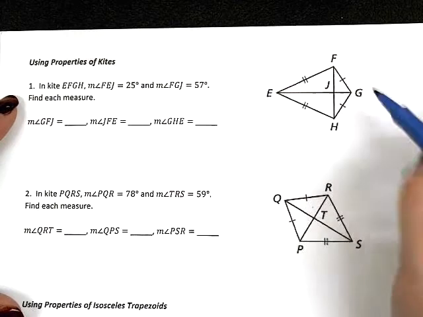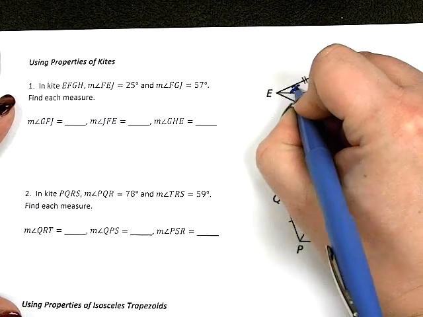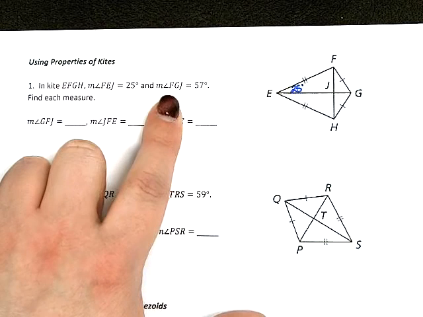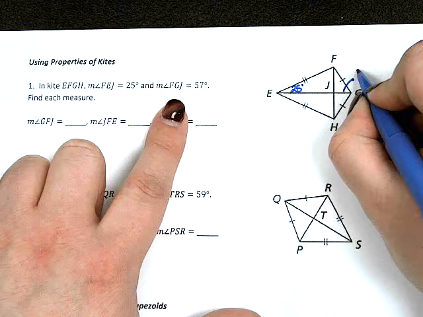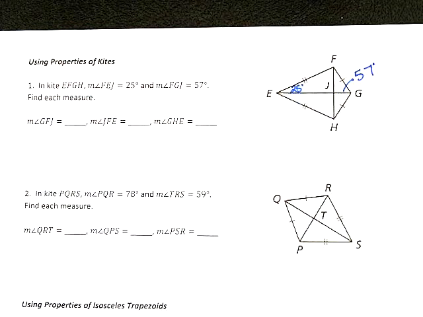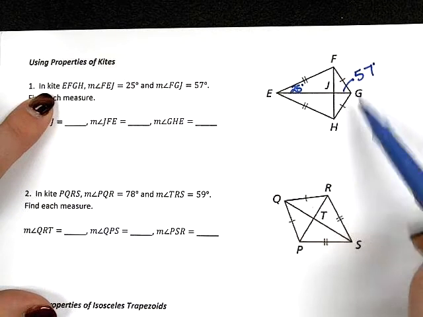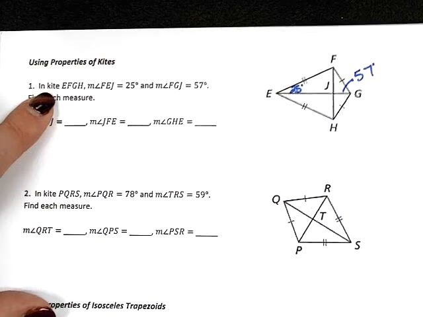The measure of angle FEJ is 25 degrees. So I'm going to put a 25 in there. And the measure of angle FGJ, this one right here, is 57 degrees. And we need to find each measure. So what you have to remember in a kite is we've got those consecutive sides congruent, and those are marked already, right? FG is congruent to GH, FE is congruent to EH, so that's cool.